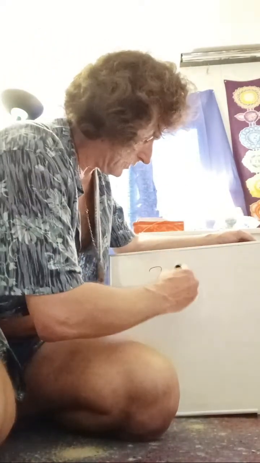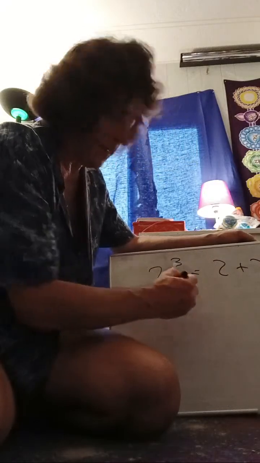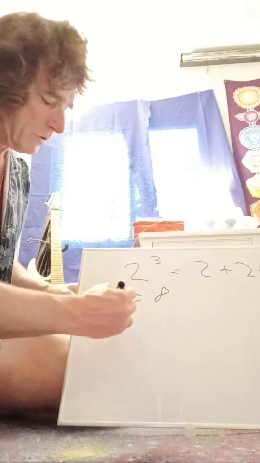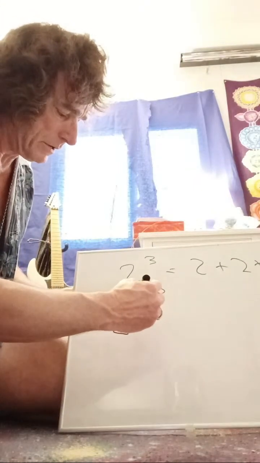So start with how do you get 8? Well, 2 to the third power is 2 times 2 times 2, and that's equal to 8. And then 2 to the 8th power, I mean to make that an 8.